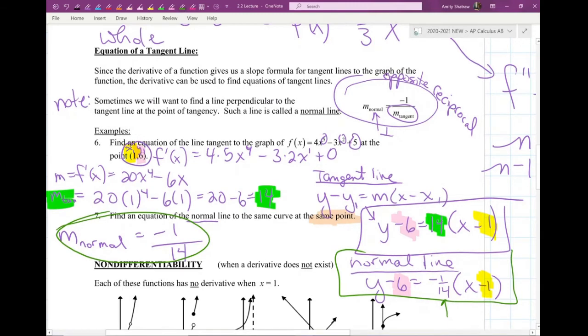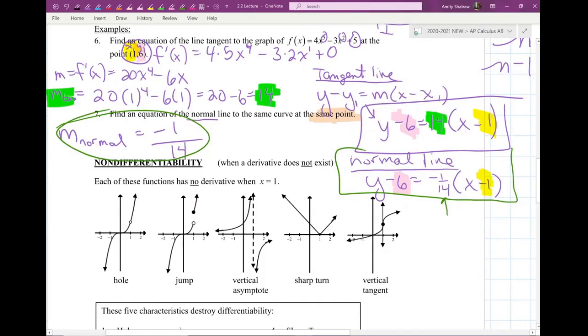There are a little bit more pieces to this about non-differentiability. Each of these functions has no derivative when x equals 1. Differentiability is dependent upon continuity. So there's a lack of continuity here. There's a lack of continuity here. This one's just a hole. That one's called a jump discontinuity. This is a vertical asymptote, so there's no continuity right there at that asymptote.